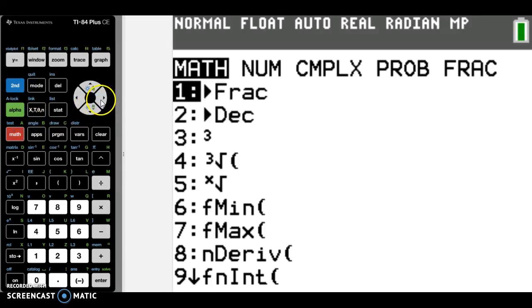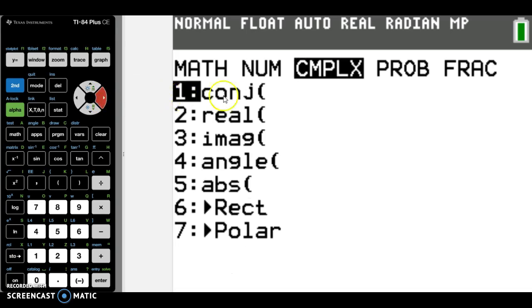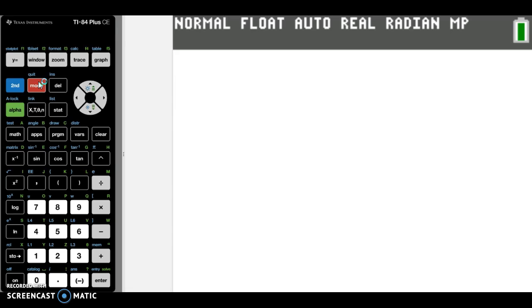Under the utilities section of the TI-84 CE is the math complex section of the calculator. So I just want to demonstrate a few things to do with complex numbers, polar form and Euler form. So let's choose a complex number. In this case, for simplicity, let's keep it as 1 minus i.